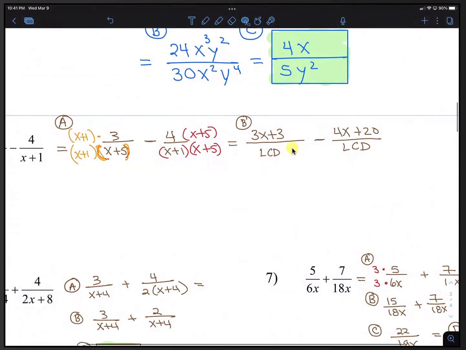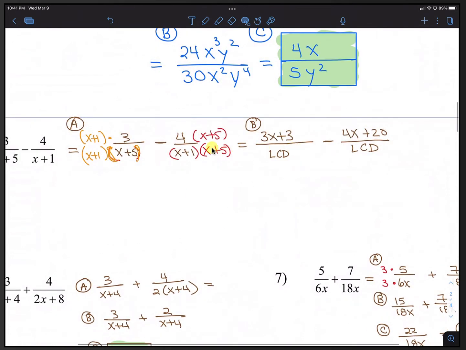In step B, we actually do the multiplication. So here you're distributing 3 times x plus 1, and that gives you 3x plus 3. Distribute the 4 times the x plus 5, and that's going to give you 4x plus 20. And then we just say it's all over the LCD, which of course is x plus 1 times x plus 5.